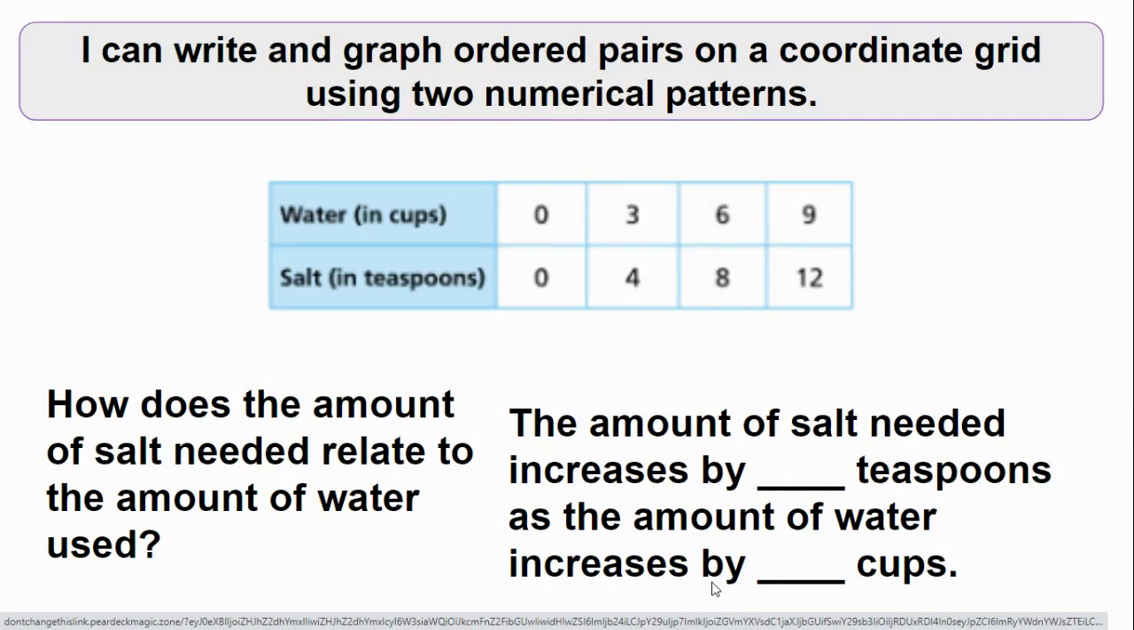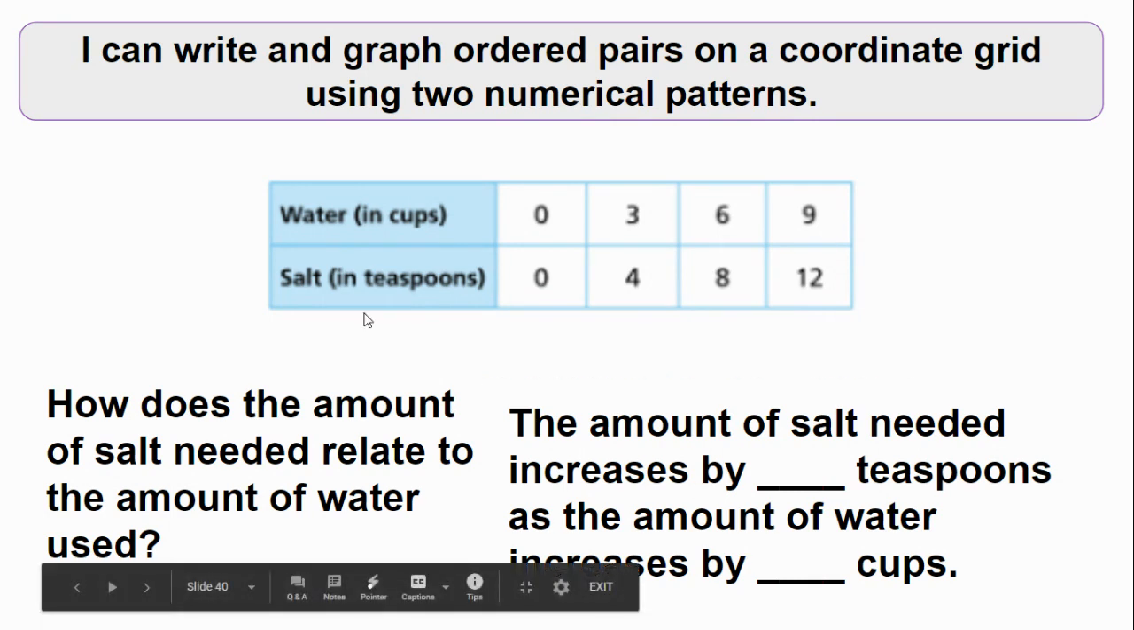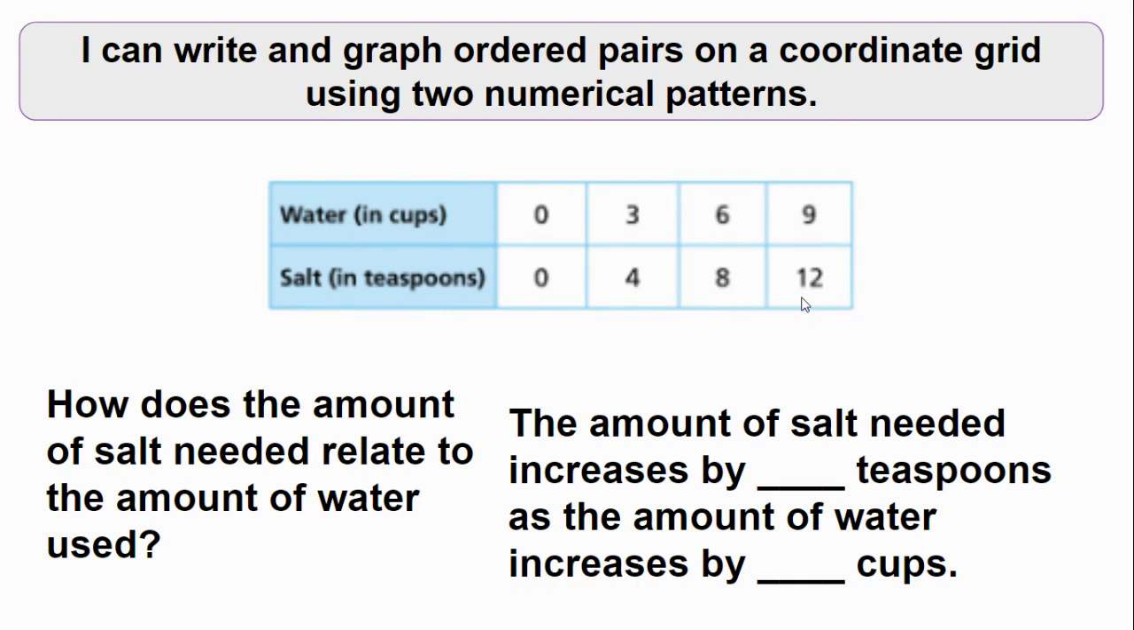So now I need to figure out how the amount of salt needed relates to the amount of water that's being used. And my sentence stem on the right-hand side says the amount of salt needed increases by blank teaspoons as the amount of water increases by blank cups. So let's look at salt first, and let's see if we can figure out a pattern within the amount of salt that's being used. So salt is on our bottom row. I start at 0. I go to 4, to 8, and then to 12.